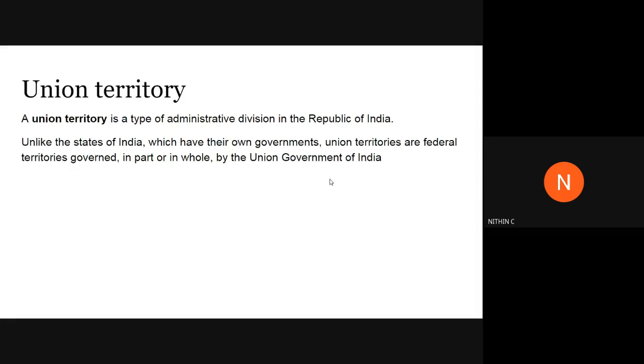Regarding union territory, let's just start this off. It's a type of administrative division in the Republic of India. Unlike the states in India, which have their own governments, union territories are federal territories governed in part or in whole by the union government of India. നമുക്കറിയാം യൂണിയൻ ടെറിട്ടറീസ് എന്ന് പറയുന്നത് they are actually being governed by the union government of India. കേന്ദ്രഭരണ പ്രദേശങ്ങളാണ് പറയുന്നത്.